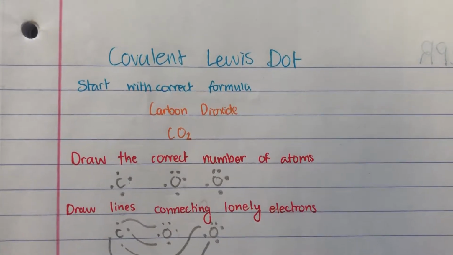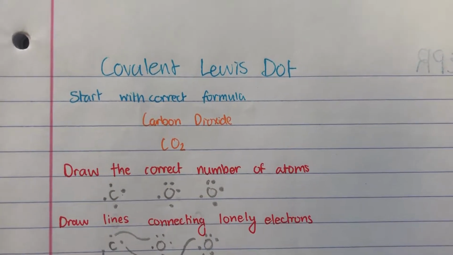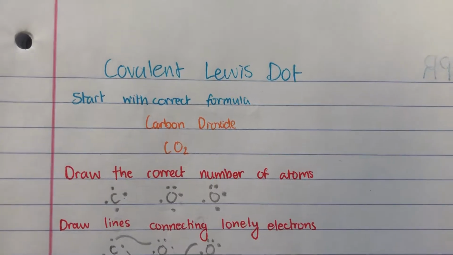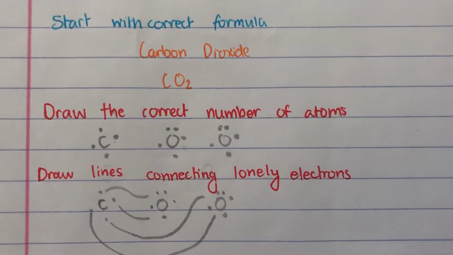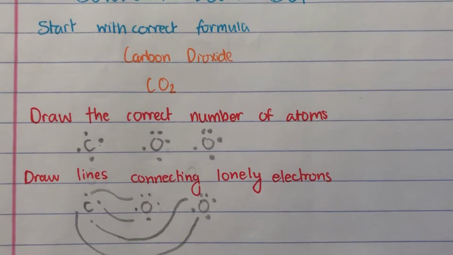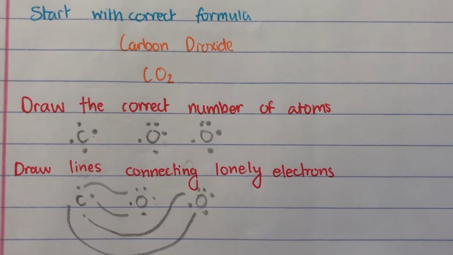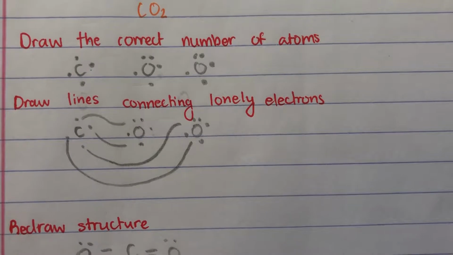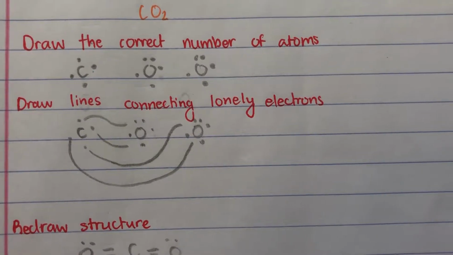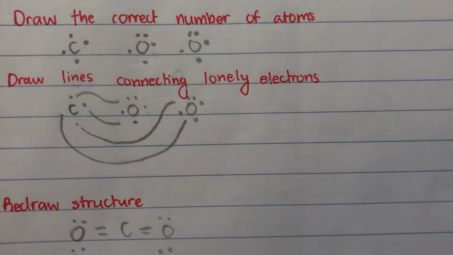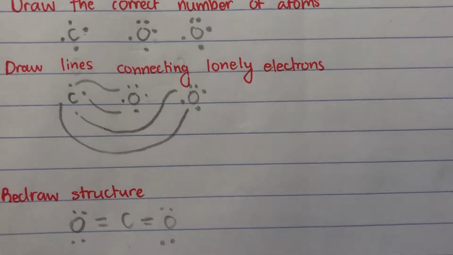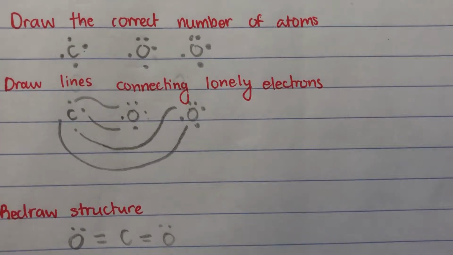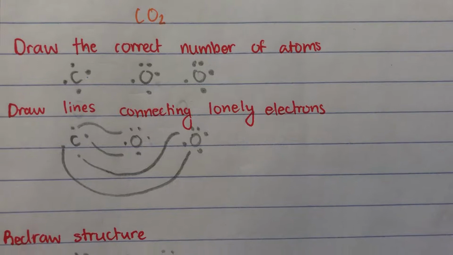In this video, we're going to be talking about covalent Lewis dot structures. First, the steps are given. Start with the correct formula, which is carbon dioxide, CO2. And then, just like the previous videos on ionic Lewis structures and elemental Lewis structures, we're going to draw the dots and count how many there are.